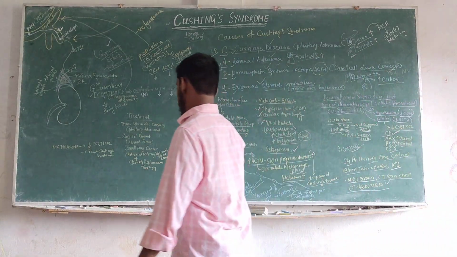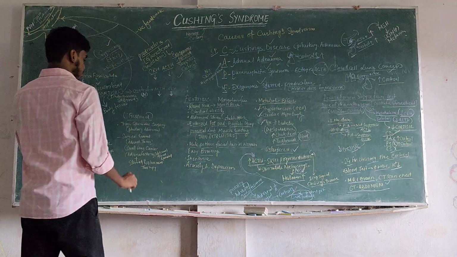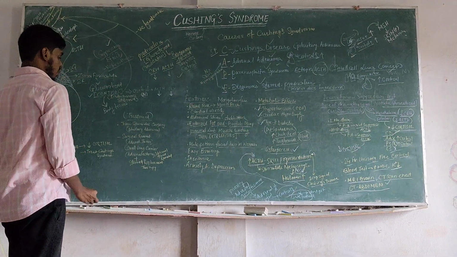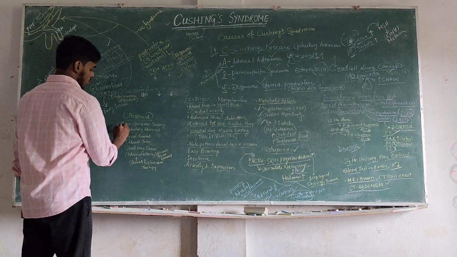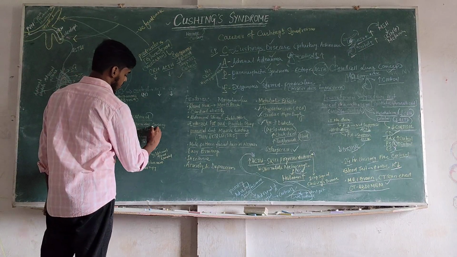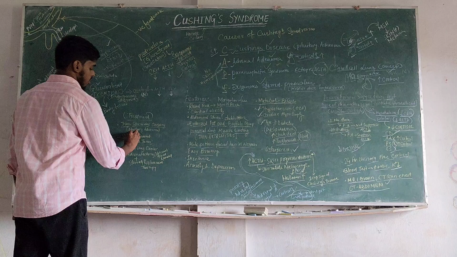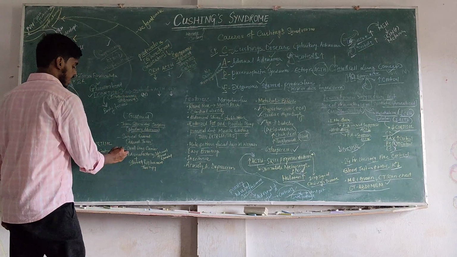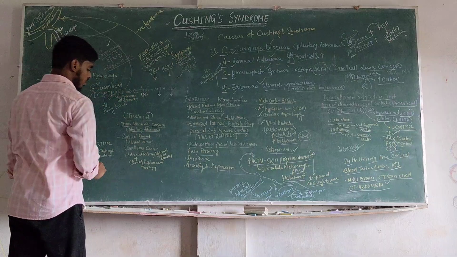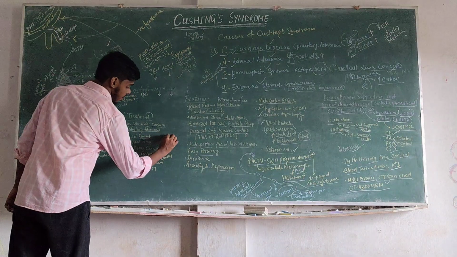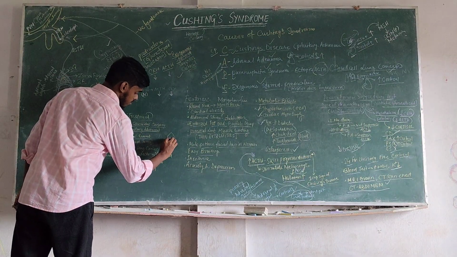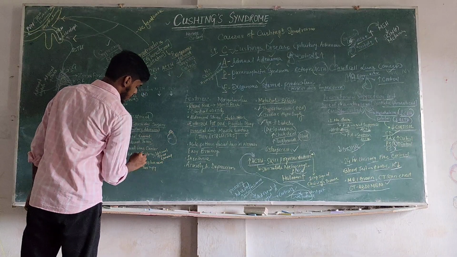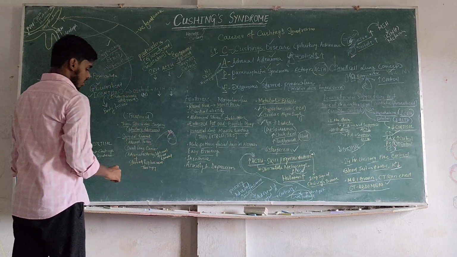And what about the treatment part? In treatment, we can do some surgeries and we also give some medication. In surgery, there is one called transsphenoidal surgery, which is for pituitary adenoma. In case of this, we can do surgery of the pituitary adenoma. If there is a tumor in the adrenal gland, then we can do surgery of the adrenal gland.